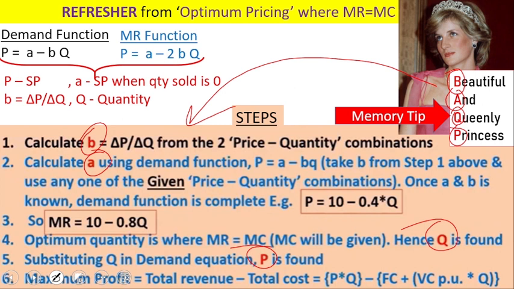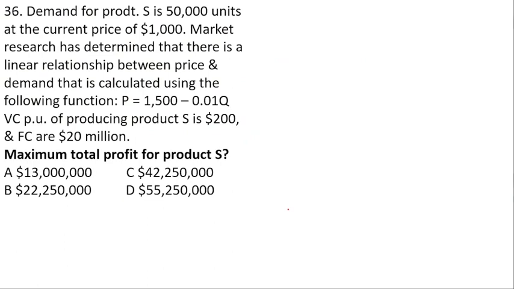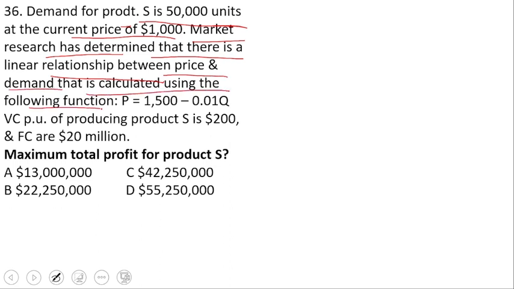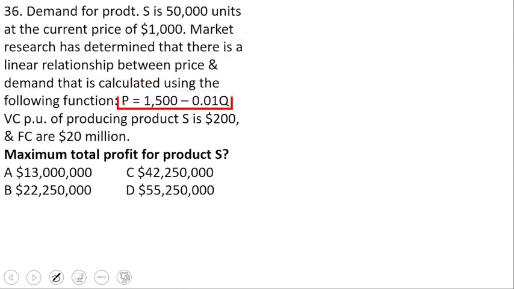Now let's move on to the question. Question number 36. Demand for product S is 50,000 units at the current price of $1,000. Market research has determined that there is a linear relationship between price and demand that is calculated using the following function: P is equal to 1500 minus 0.01Q. So they have given the demand function. Variable cost per unit of producing product S is $200 and fixed cost is $20 million. What is the maximum total profit for product S?